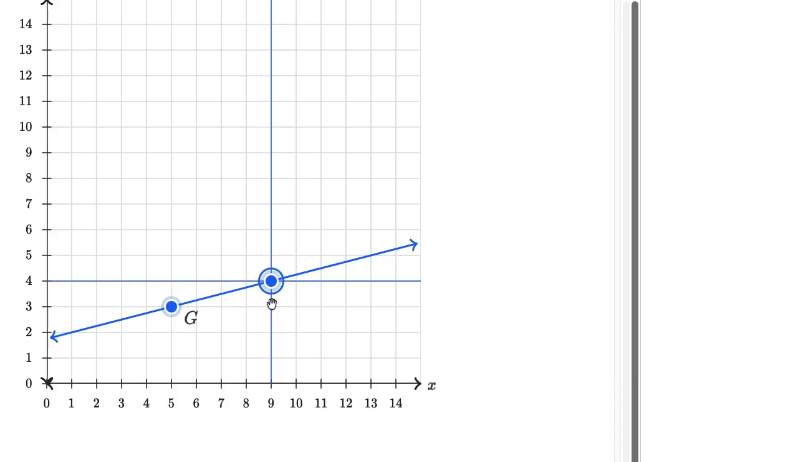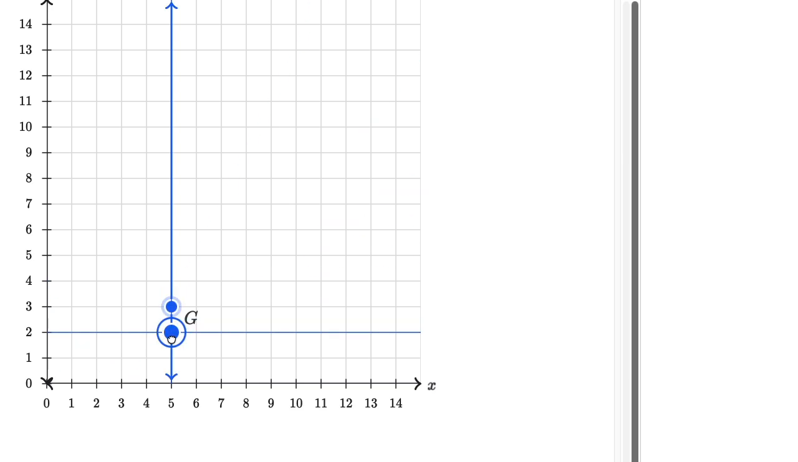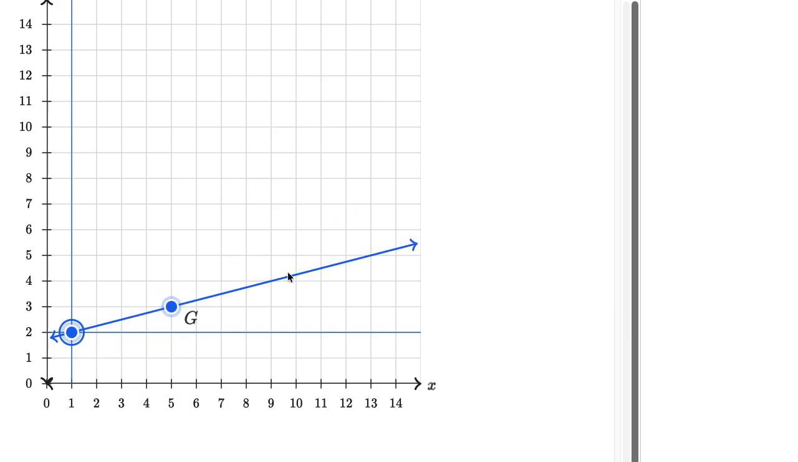Our rise, we've gone up 1, when our run, our change in x, is 4. But it could be any ratio like that. We could also go in the other direction. We could say, okay, if we're going down by 1, if y is going -1, then x has to be -4: 1, 2, 3, 4. This is the same line that I just drew. I had the point over here the last time.